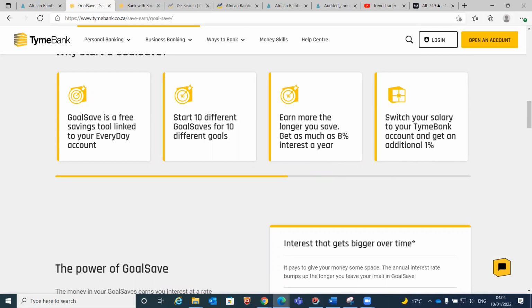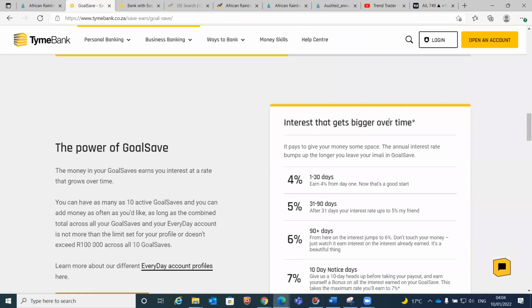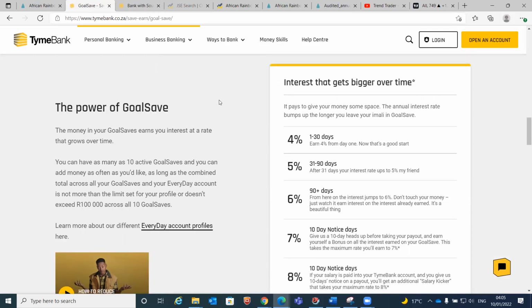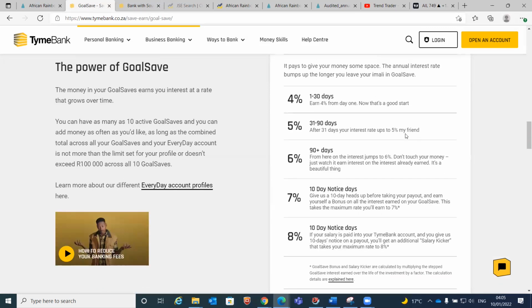And then if you switch your salary from whichever bank you are using and move it to TymeBank, you're going to get an additional 1% on your current interest rate. So the power of goal save is that you earn more interest. Well, we know that already. We're interested in compound investing. The longer you save, the more interest you'll get. As you can see, the interest gets bigger over time.